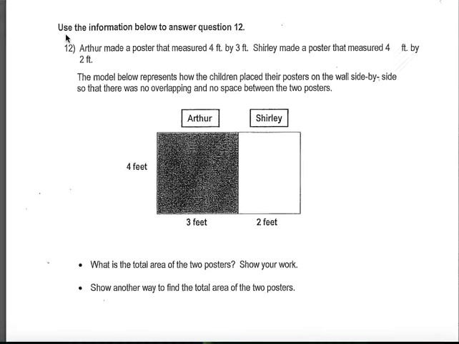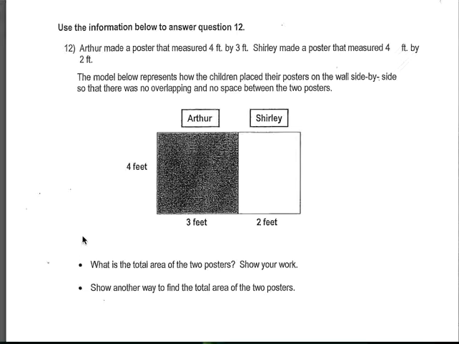Number 12. We're going to use the information below to answer question 12. Arthur made a poster that measured 4 feet by 3 feet. Shirley made a poster that measured 4 feet by 2 feet. The model below represents the children placing their posters on the wall side by side so that there was no overlapping and no space between the 2 posters. Here's Arthur's poster. Here's Shirley's poster.